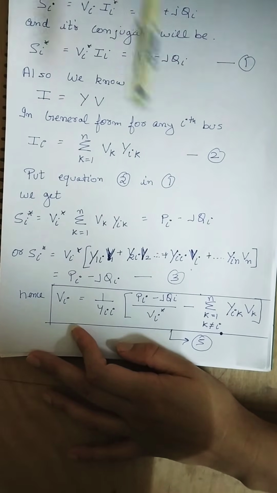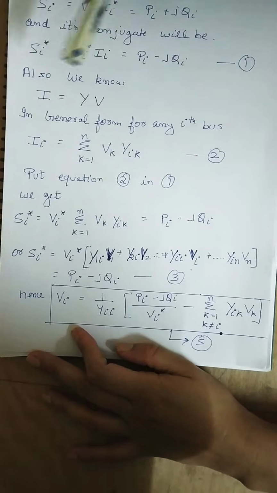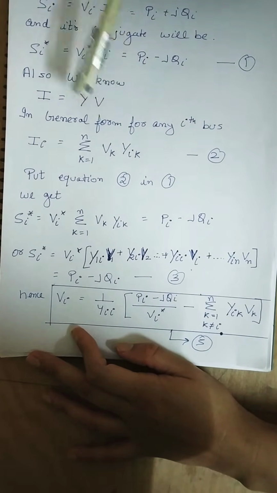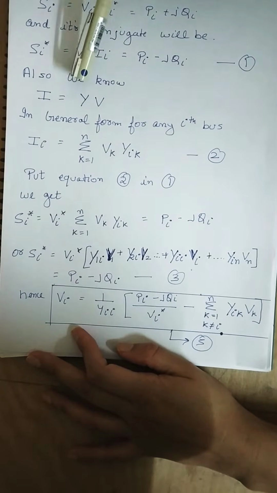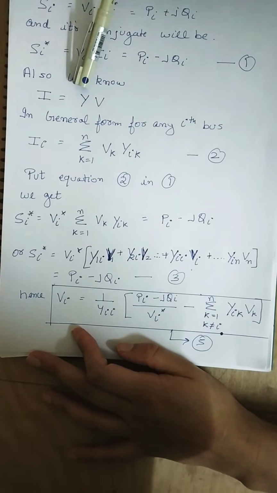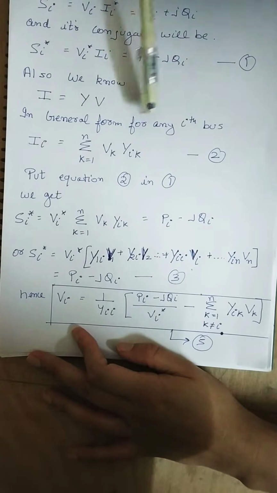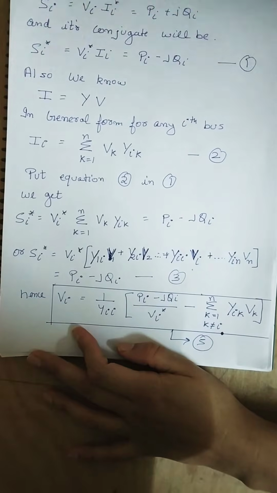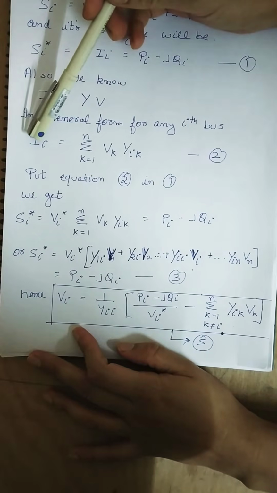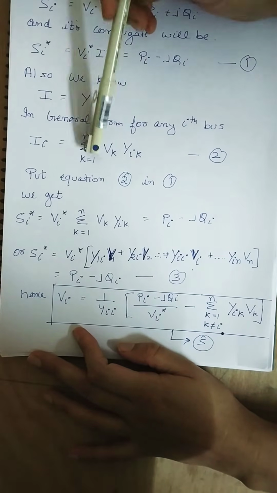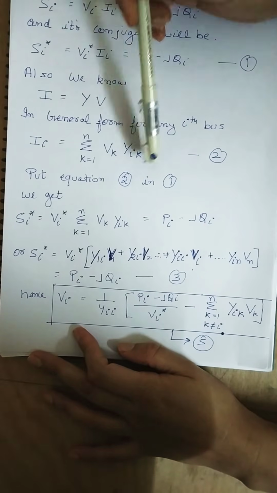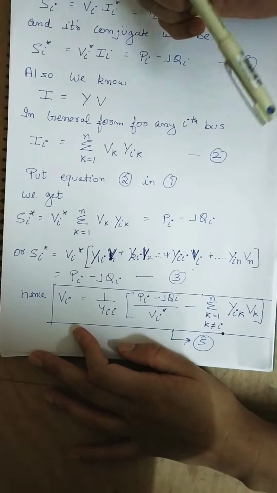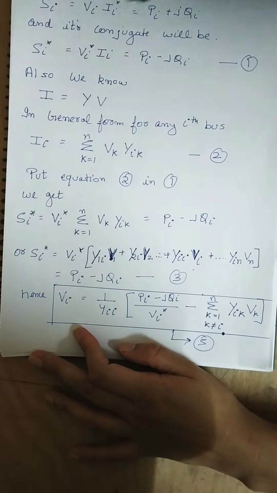So in Ohm's law, if you want to write the current equation, I is equal to V upon Z, or I is equal to V into Y, where Y is the admittance. In general form, for any ith bus, the current injected in it will be the sigma of Y_ik V_k, where k is from 1 to n. So i and k both denote the number of buses from 1 to n.